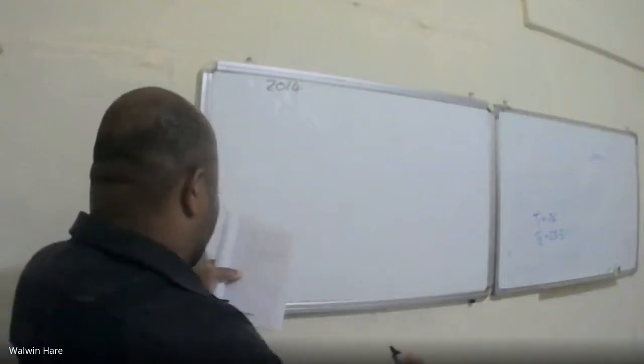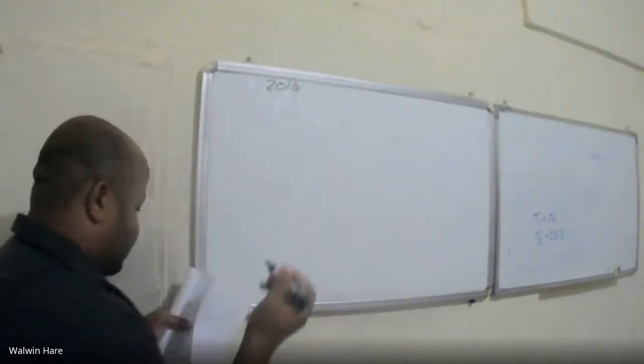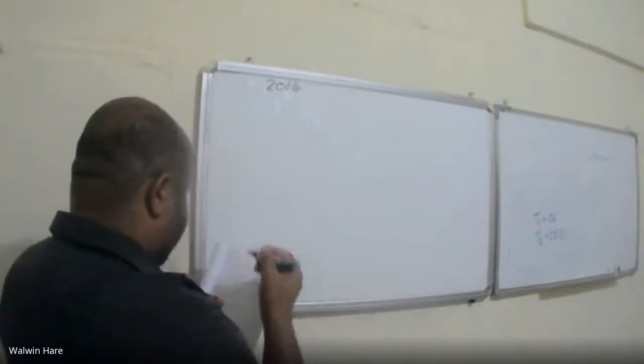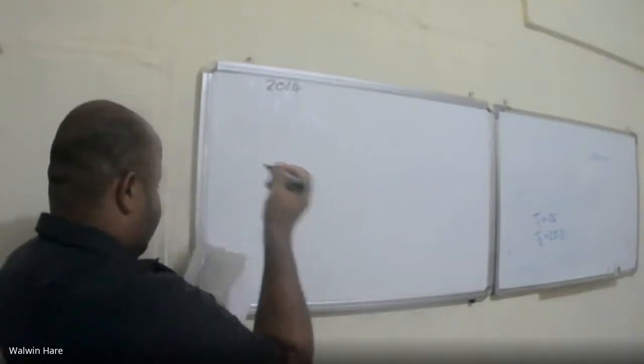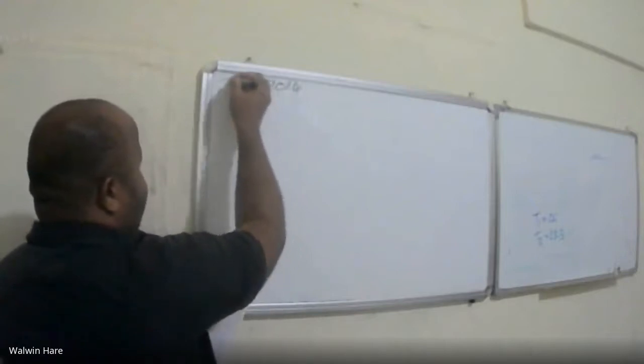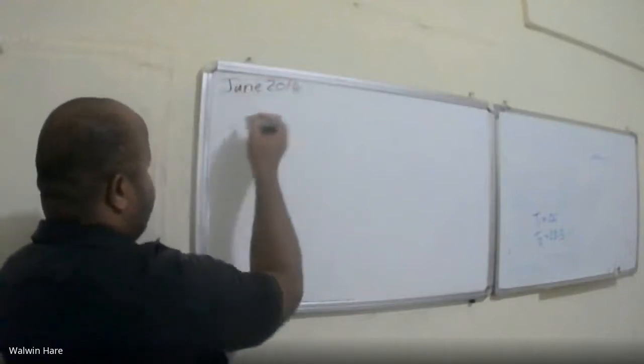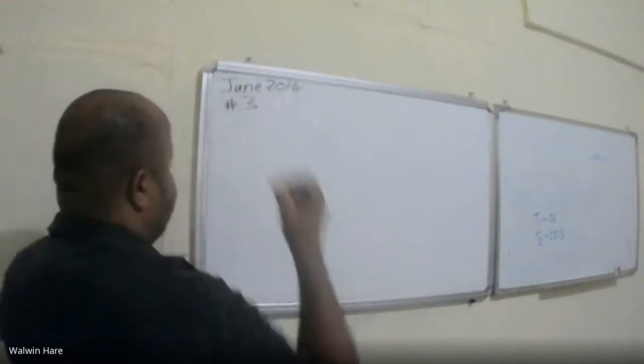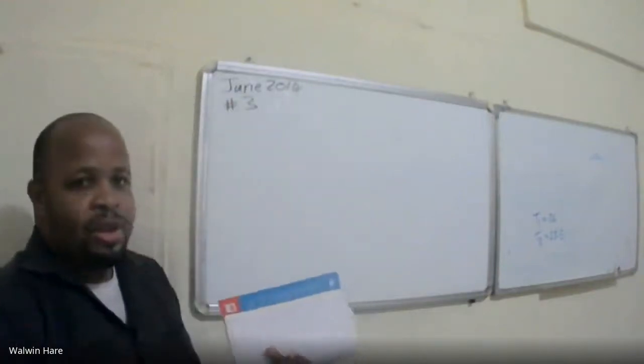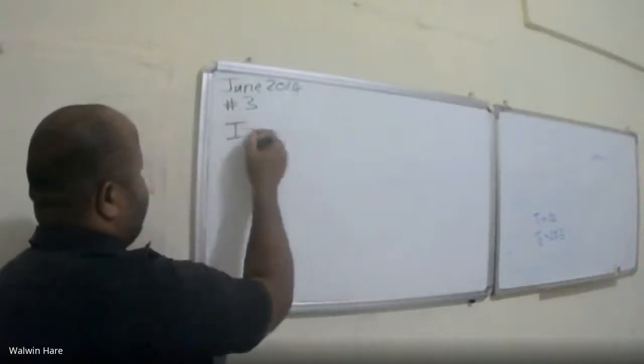So it's about isomerism. The first part asks us to define isomerism. So what are structural isomers? Can anybody tell me? What are isomers? Sir, go ahead. Sir, isomers have the same molecular formula but different arrangement of atoms.